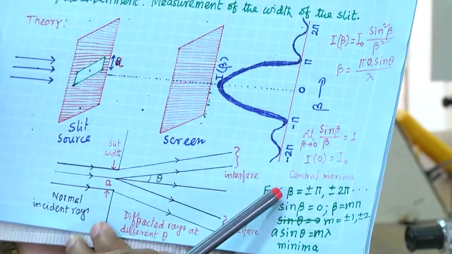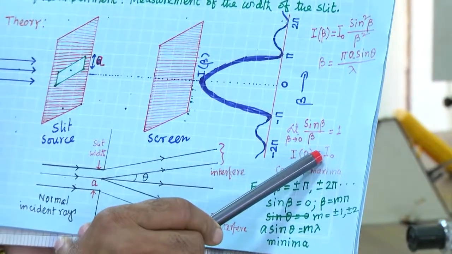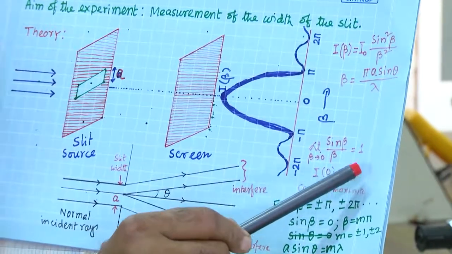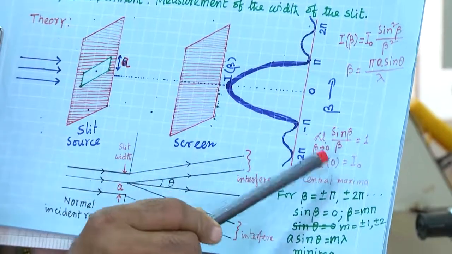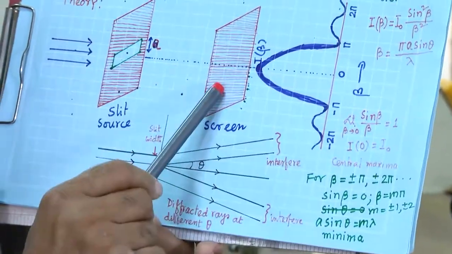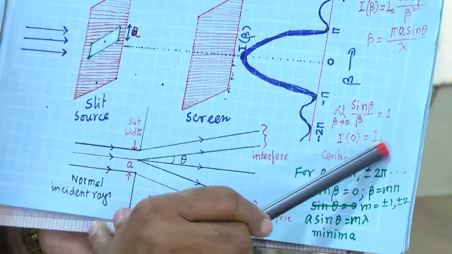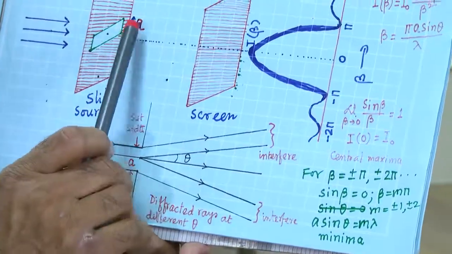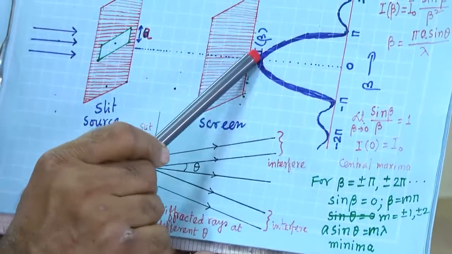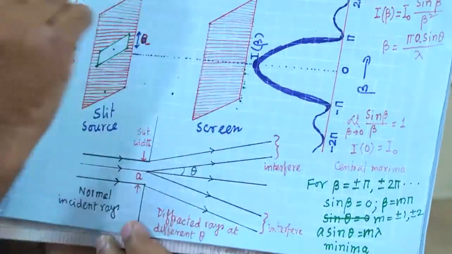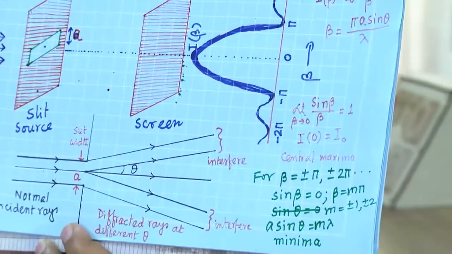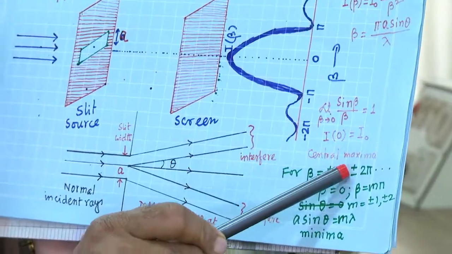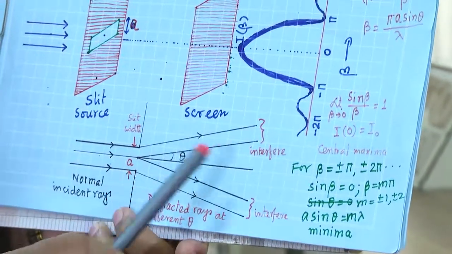So, I at beta equal to 0 equals I0. That we get for beta equal to 0. So, this is basically the central maximum, we call this the central maxima for beta equal to 0, and then as beta varies, this intensity drastically falls.